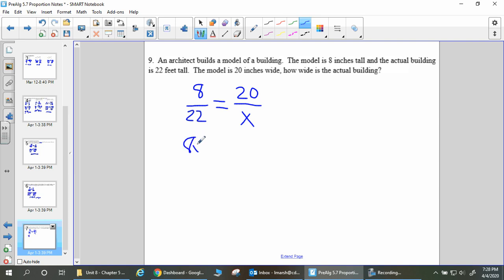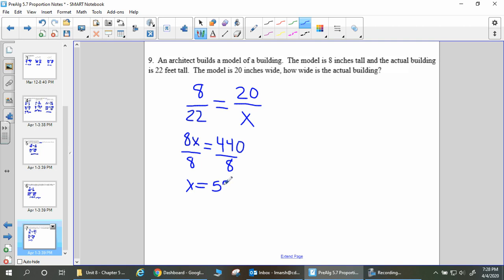So 8 times x, that's an 8. Let's fix that. That's not very good. That's a little better. So my 8x, 22 times 20 is going to be 440. And we're going to divide this by 8. And so this time, my answer is 55.